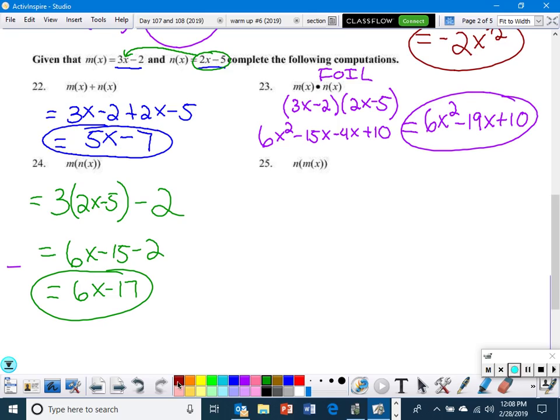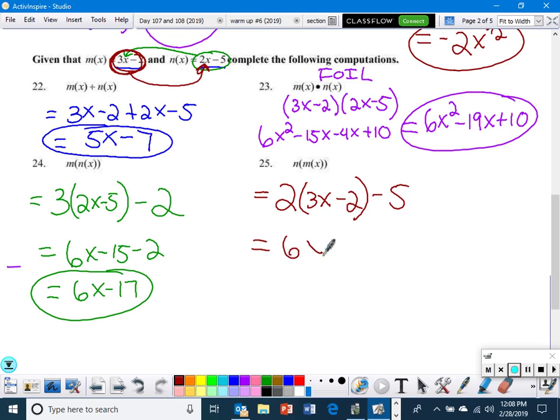Okay, we're going to do the same thing with the next one, except we're going to go the other way. We're going to take the function m and we're going to plug it into the x for function n. All right, so we've got the 2. We're going to replace the x with 3x minus 2. Distribute, combine like terms. All right, that page is done. Let's keep going. Next page.